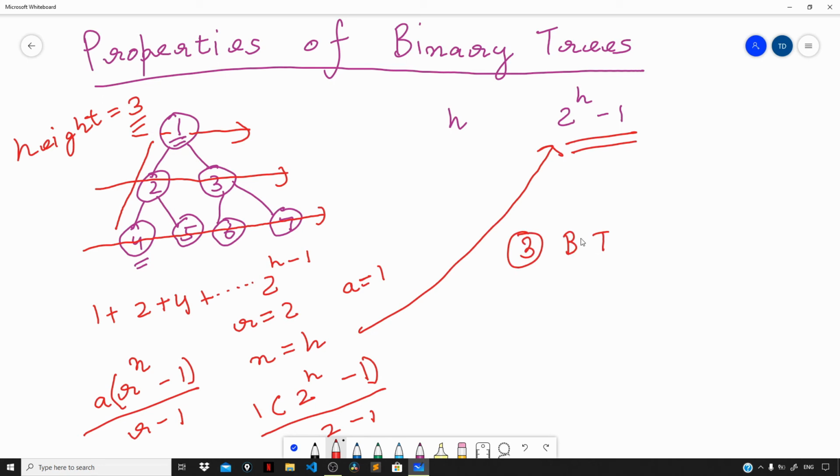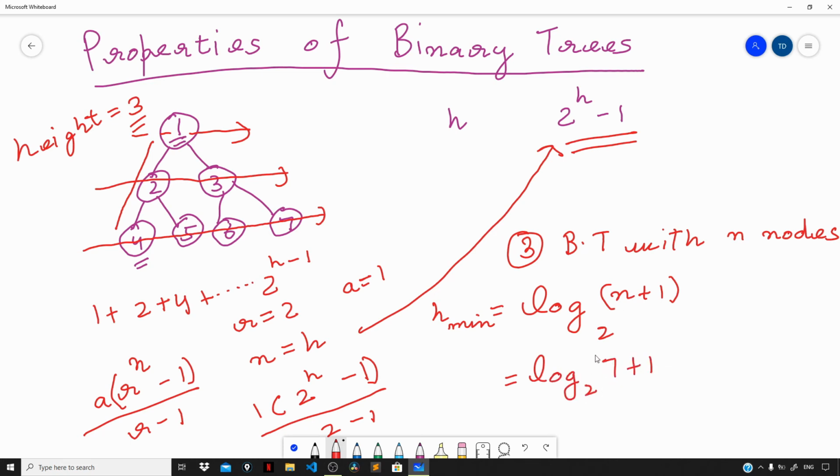Now let us go to the third property, which says that in a binary tree with n nodes, the minimum possible height is log of n plus 1 base 2. Now here you can see in this binary tree we are having 7 nodes. So if I put the value of n as 7, log base 2 of 7 plus 1 gives us log base 2 of 8, and 8 can be written as 2 raised to the power 3. 3 comes as the coefficient, so 3 log 2 base 2. And from the property of logarithms, we know that log of something to the same base is 1. So this comes out to be 3. And here you can see that the minimum possible height is 3.